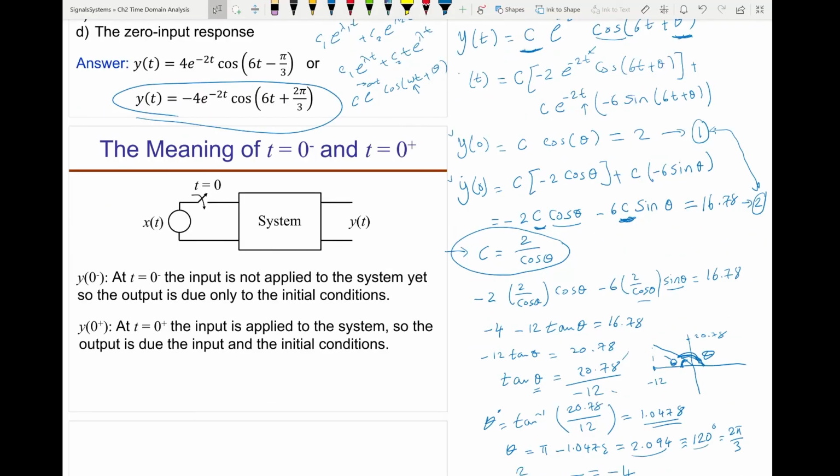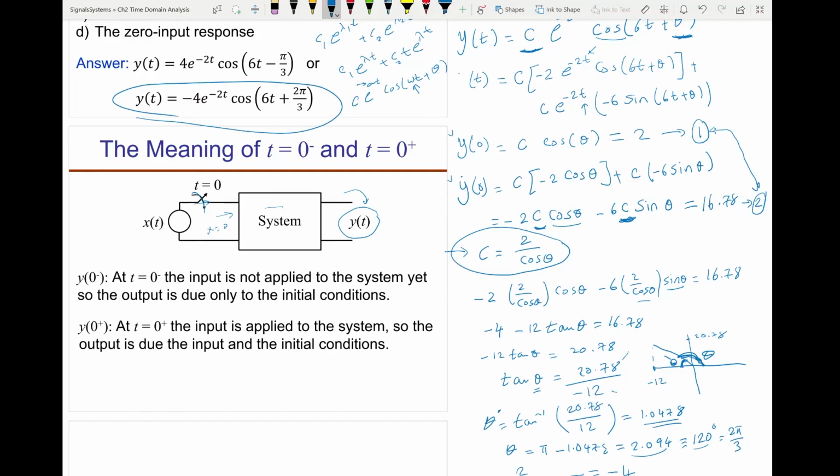Now, when we find the zero input response here, we assume the system could be running for a while. Then at t equals 0, we opened the switch. So no more input; x of t is 0. Then the energy stored in the system will start dissipating, and it will generate an output. That output is the zero input response.